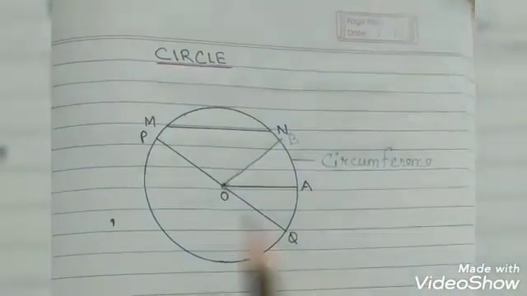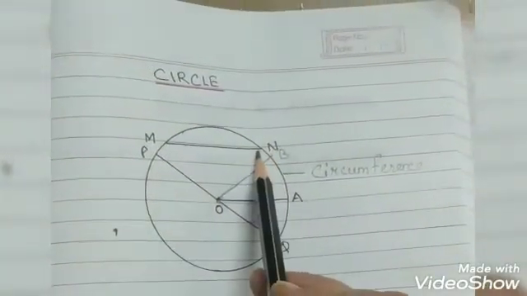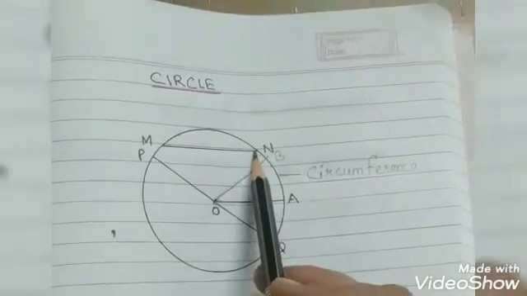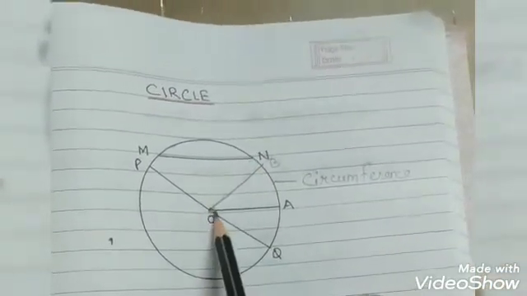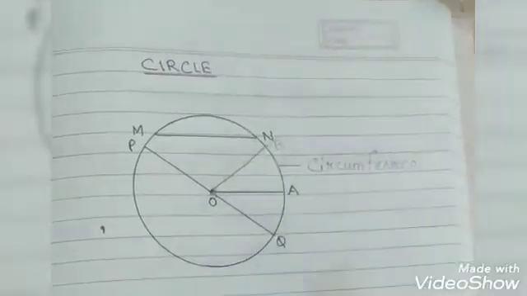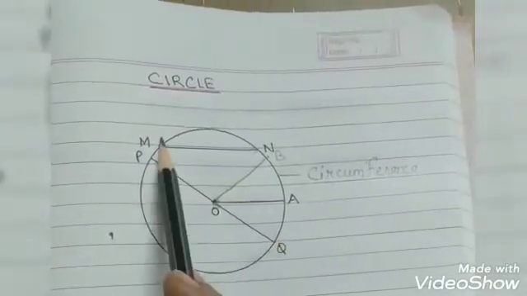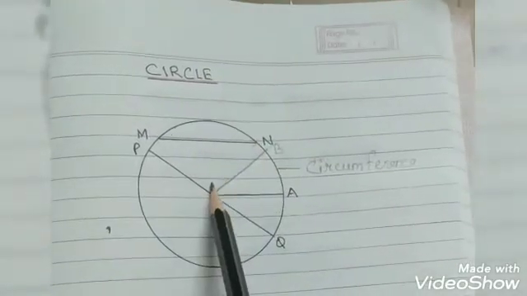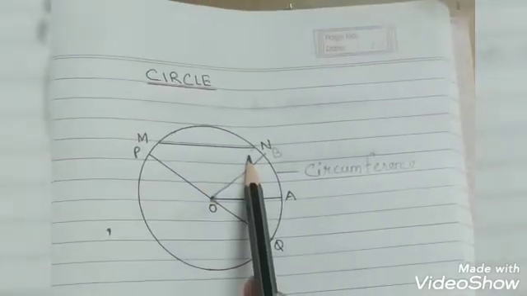Then the chord. A chord MN. See here, this is the line MN. A chord is the line segment with its two endpoints lying on the circle. It may or may not pass through the center, like the chord PQ. It passes through the center, but chord MN does not pass through the center. Here in the figure, MN is a chord.